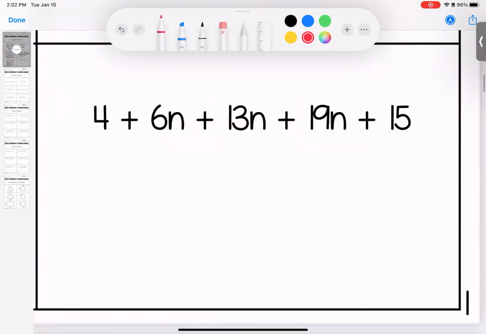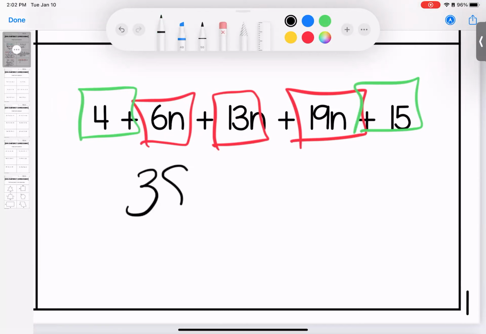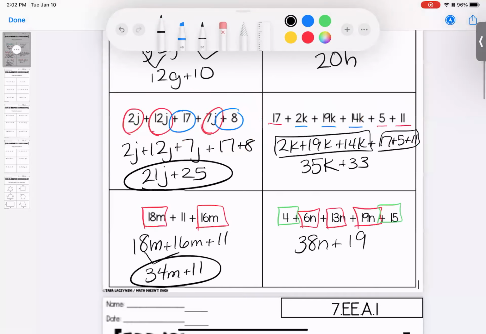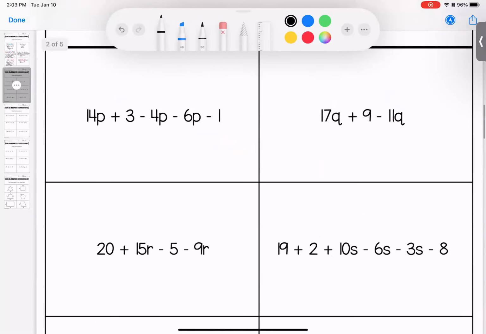We have 13N and 19N. As for our constants, we have 4 and 15. When we add 6 plus 13 plus 19, we get 38N. 15 plus 4 is 19. That's the end of our first page. Any questions? Bring them with you to class.